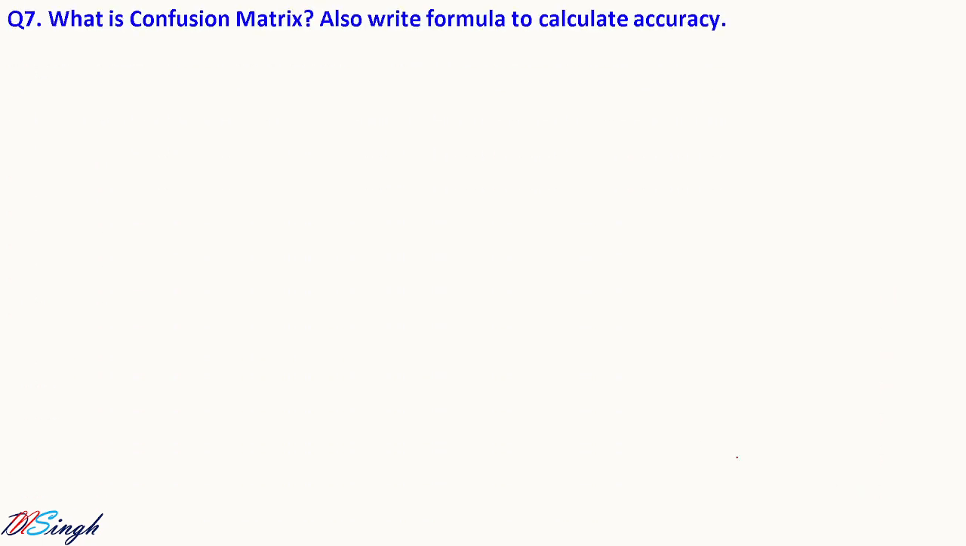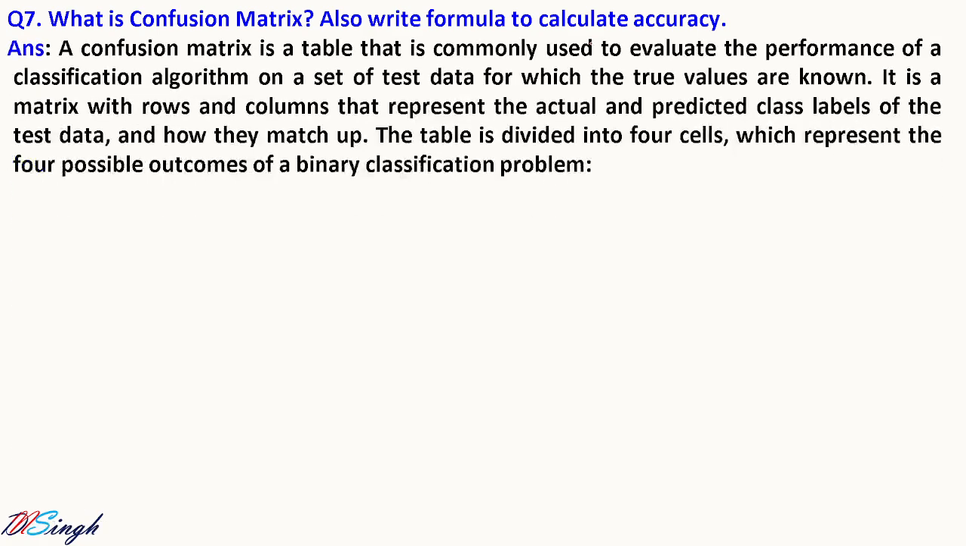Let us go to the next question. What is a confusion matrix? Also write the formula to calculate the accuracy. So here we go. A confusion matrix is a table that is commonly used to evaluate the performance of a classification algorithm on a set of test data for which the true values are known. Very good, because if you read what it says, it is used for evaluating the performance of a classification algorithm.